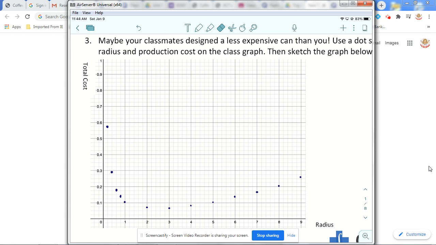Okay, so this is what your graph should look like that you all graphed on the Elmo. If you have some points that are off, it's okay. Just go ahead and erase and fix them, please.